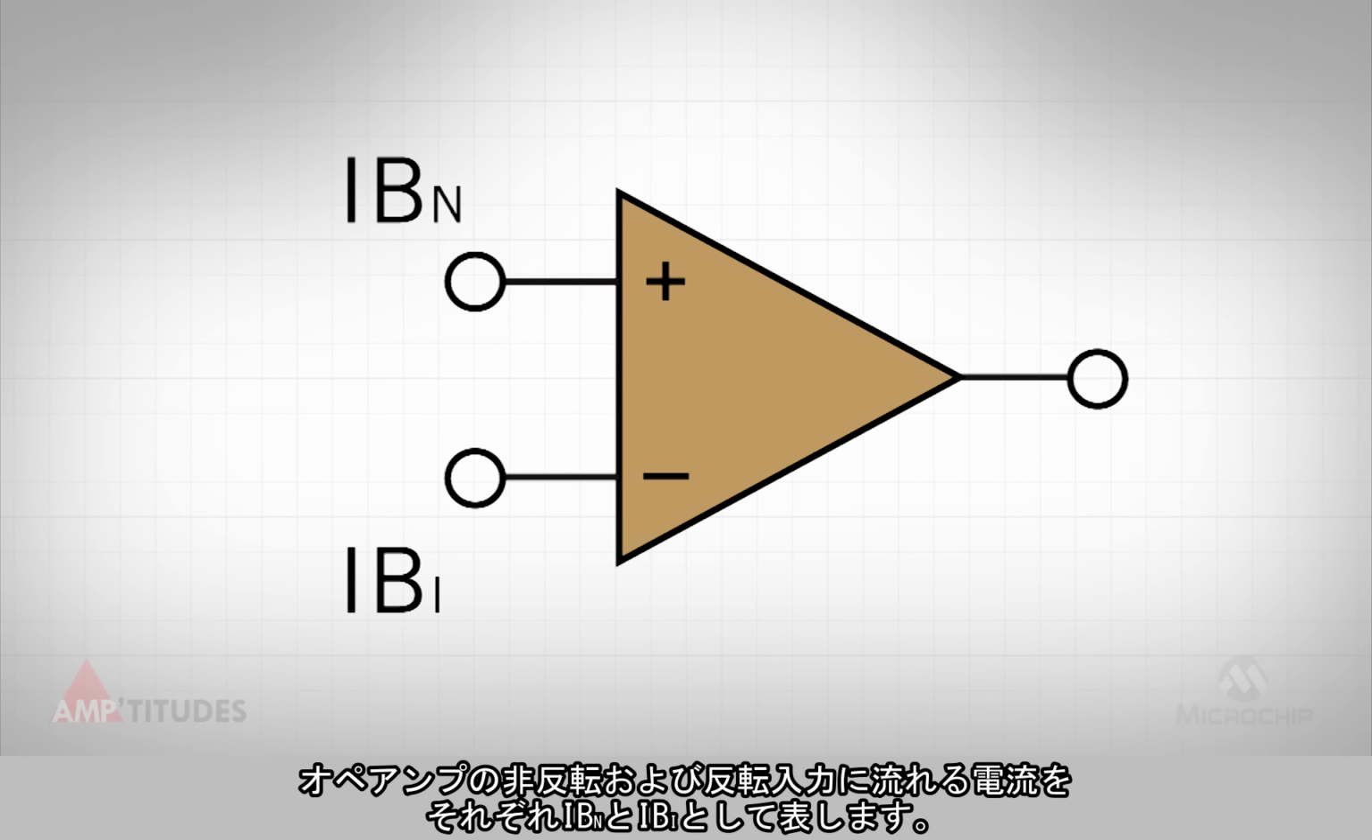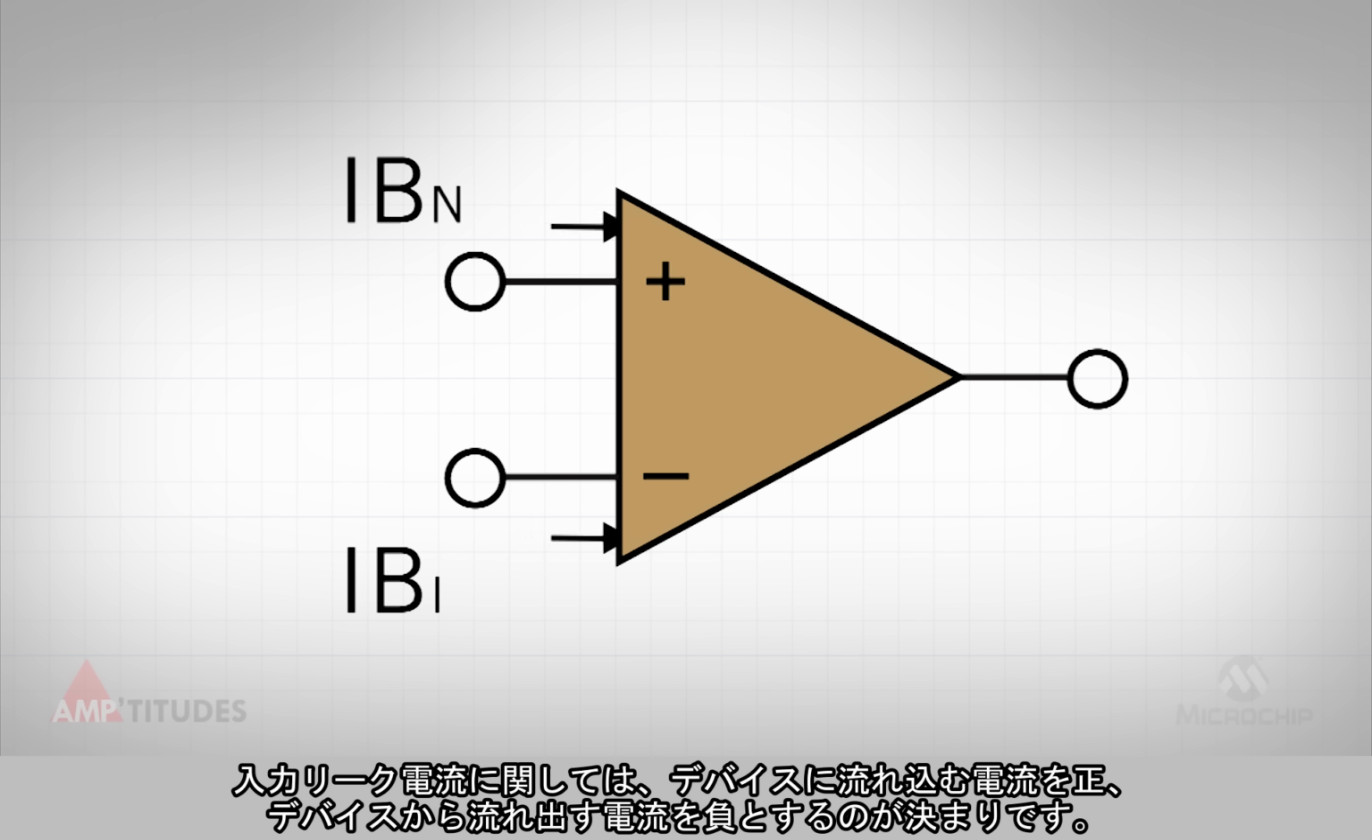The two physical currents that flow into an op-amp's non-inverting and inverting inputs are shown here as IB sub n and IB sub I. Convention dictates that for input leakage, a current into the device is positive, and current out of the device is negative.